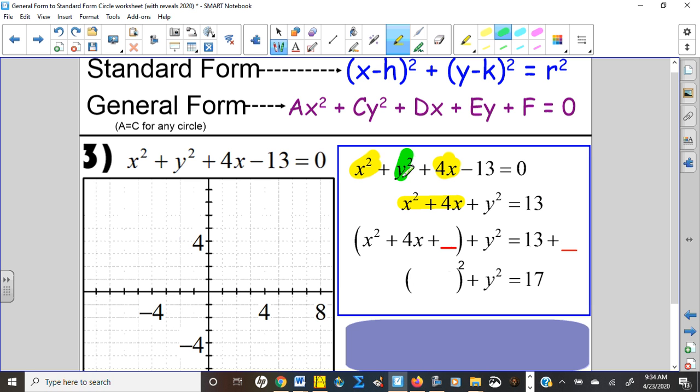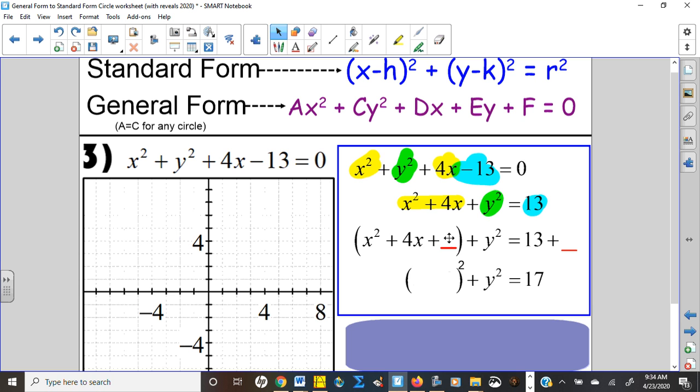This one's kind of nice. We only have one y term. That means we do not need to complete the square for y. All right, cool. And then finally, we have our constant, which we're going to add 13 to both sides to clear that out. Now it's time to complete the square, isn't it?